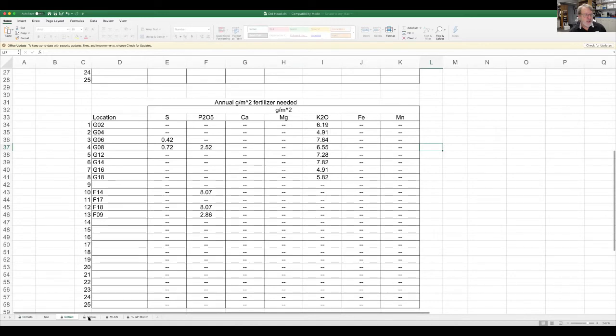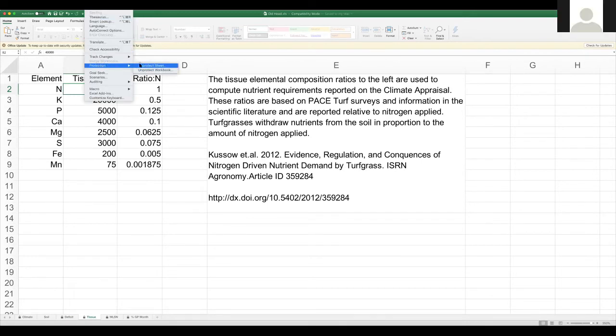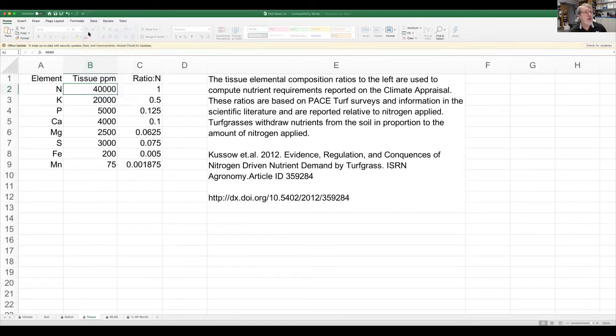And then what I mentioned on the tissue side, here's the tissue table. You just go up to tools and protection, unprotect sheet. There's no password, and then you can edit these based on your optimum tissue testing guidelines. You take tissue tests from the best turf that you can find, that's performing perfectly. I like to see two types of tissue tests done. One is the perfect performing turf, and one is problem area turf, because then you can get some distinctions between the two. You'll fill these numbers out, and that'll dial into the program.